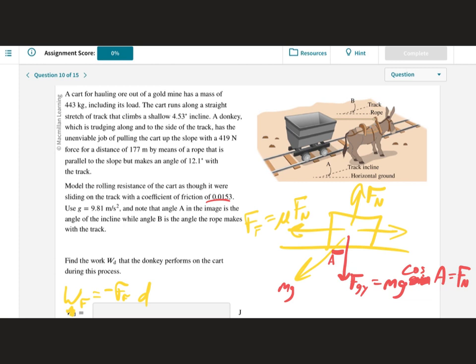All right, so now we're going to put all of this stuff together. So this stuff equals the normal force. So I'm going to put that into this friction equation. And then I'm going to put that friction equation into my work equation over here. So work is going to equal negative force of friction, which is mu times the normal force, but the normal force equals mg cosine of angle A, and all of that multiplied by the displacement. And that is how this problem is solved.